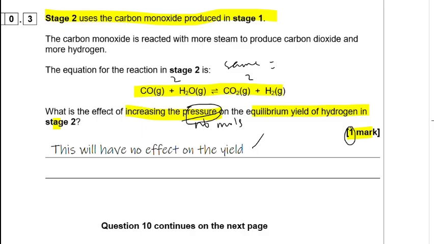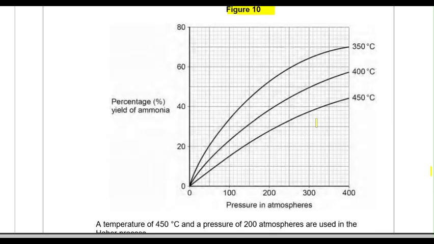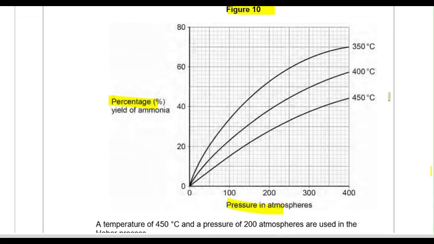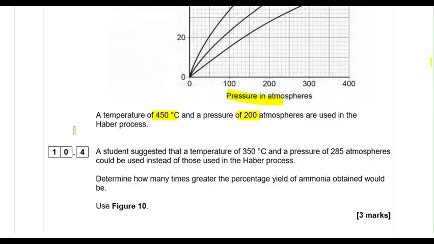on the yield. Over the page, figure 10 shows the percentage yield of ammonia produced at different temperatures and pressures in the Haber process. And here's figure 10. You might have seen this before in your notes. Percentage on the left, pressure on the bottom, and you've got 3 graphs representing 3 temperatures. A temperature of 450 Celsius and pressure of 200 atmospheres is what's used in the Haber process traditionally.